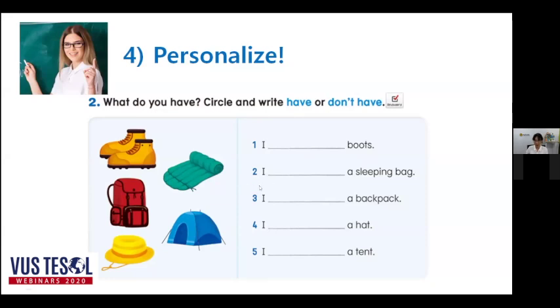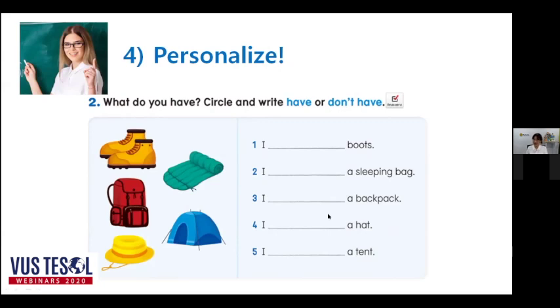Number 2, I have a sleeping bag. I don't have a sleeping bag. I don't have a sleeping bag, so I'll just write I don't have. Okay. Number 3, I backpack. I have a backpack, so I can write I have. I have a backpack. Number 4, I have a hat. Number 5, tent. I don't have a tent. I don't have a tent. Okay.